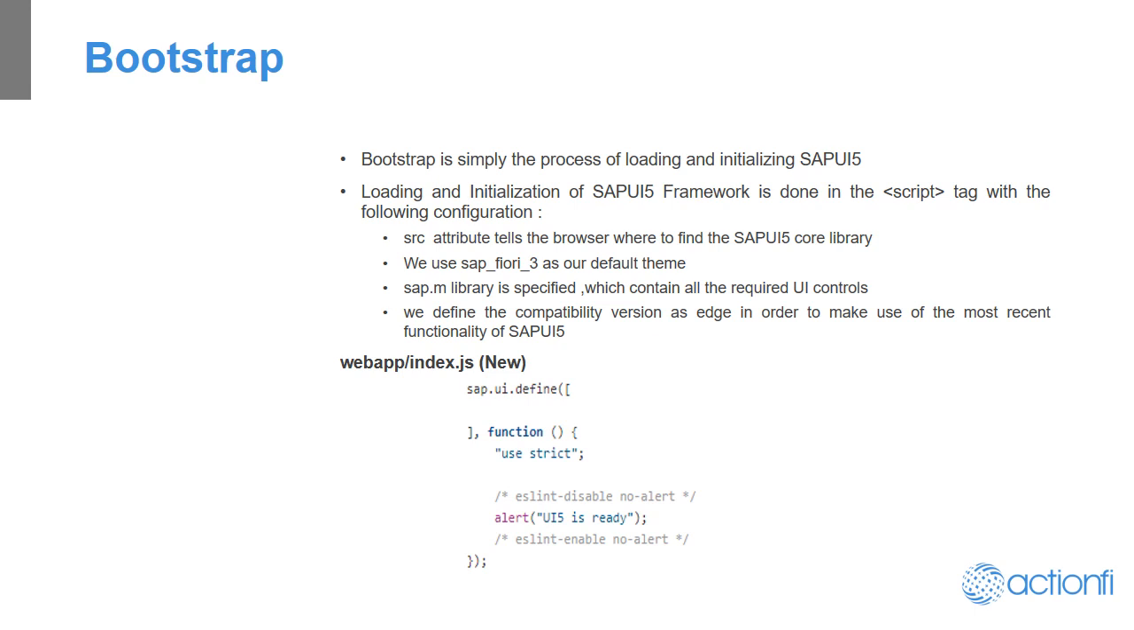We use sap_fiori_3 as our default theme. The sap.m library is specified, which contains all the required UI controls. We define the compatibility version as Edge in order to make use of the most recent functionality of SAPUI5. As you can see, we now create a new index.js script that will contain the application logic.